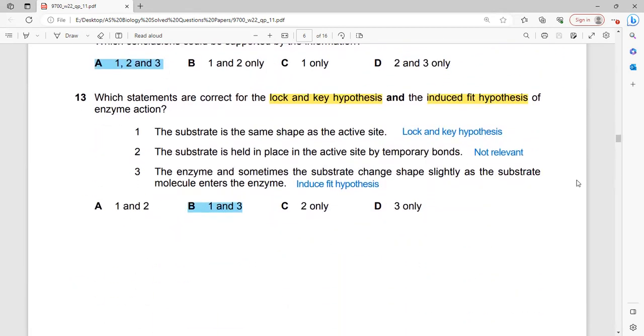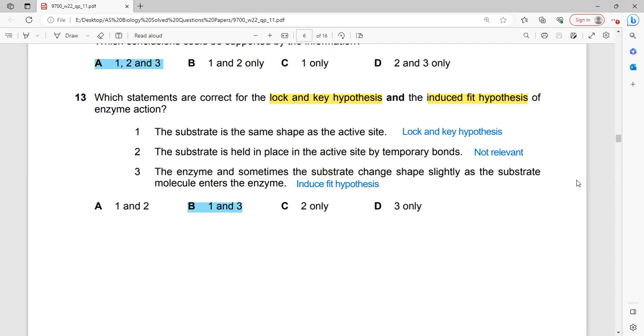Point number 3, that's question 13. Which statements are correct for the lock and key hypothesis and the induced fit hypothesis for enzyme action? For the working of an enzyme, if the enzyme active site stays the same during the catalytic action, this is the lock and key hypothesis. If the active site of the enzyme is changed or modified by the penetration of the substrate into the active site, this is the induced fit model.